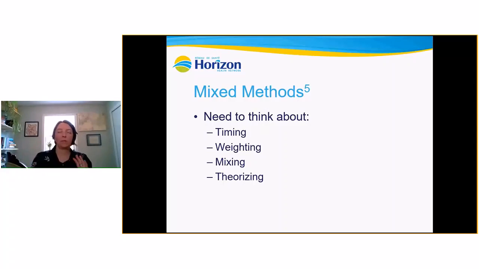Weighting: sometimes the project is focused more on qualitative or quantitative. They can also be equal. The mixing, so in terms of how and when they are going to be mixed together, right? At some point, if you're doing them, you have to draw them together, and they have to inform one another. And theorizing. So this one is, do you have a theory from the onset of the research in total, or is it underlying but not necessarily explicit?